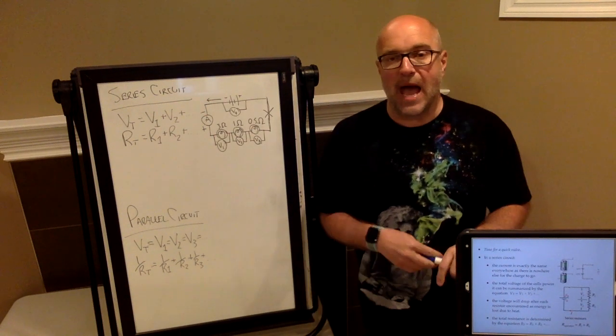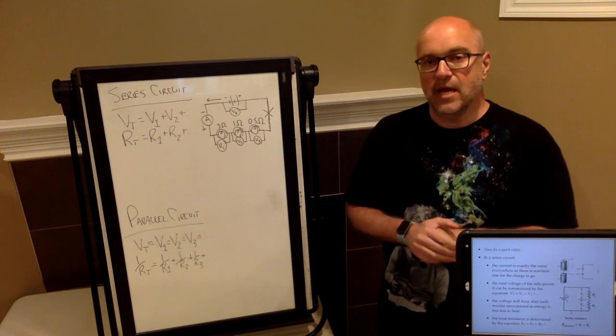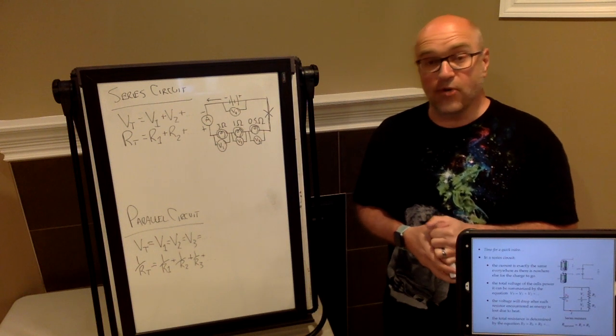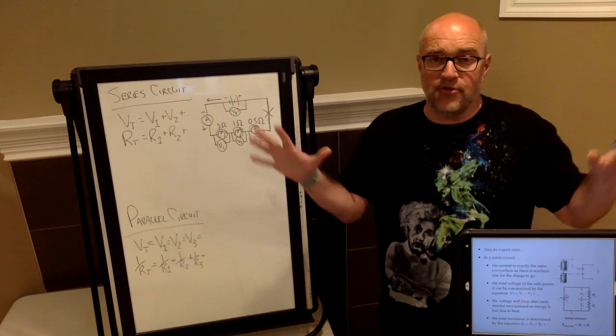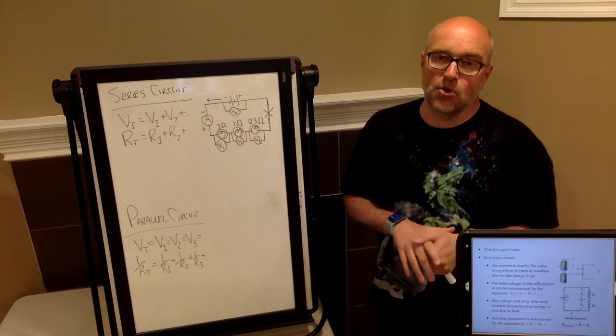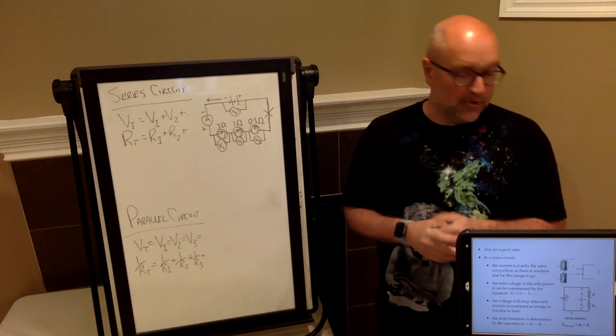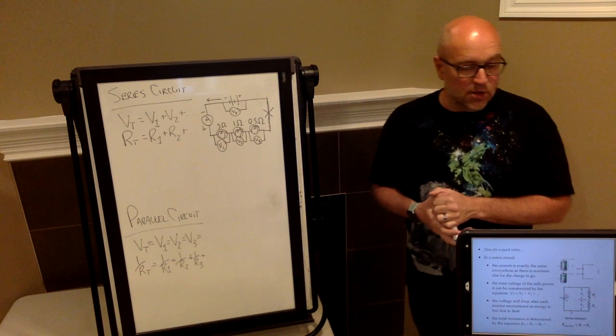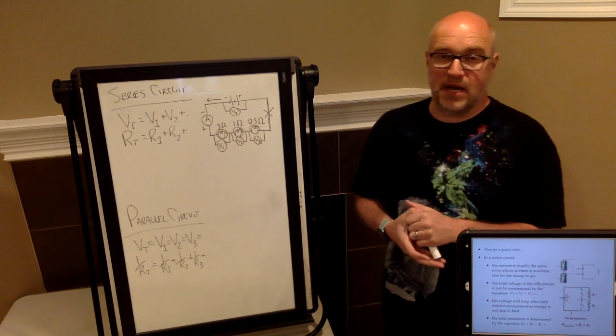It depends on how many batteries or cells are on that circuit. That's going to determine the total voltage. So all you have to do is find the voltages of all the cells and batteries on a series circuit and add them up. That gives you the total voltage on the circuit. The voltage will drop after each resistor that it encounters.